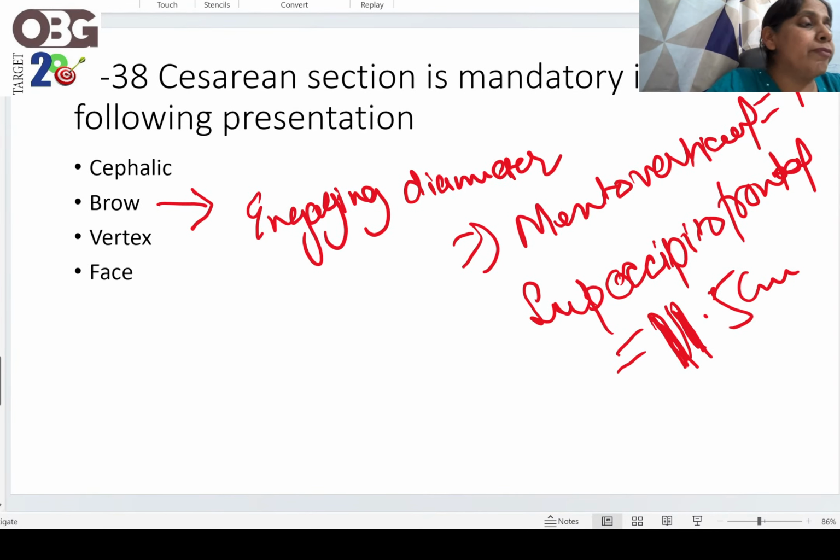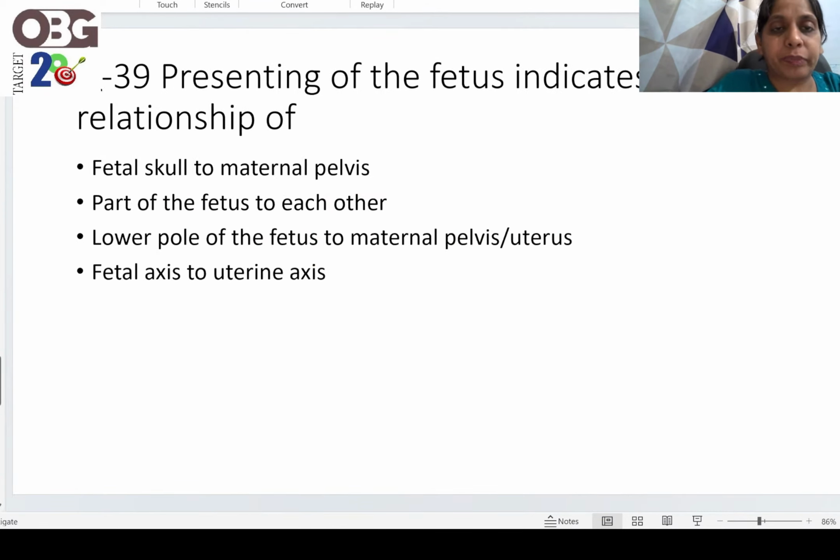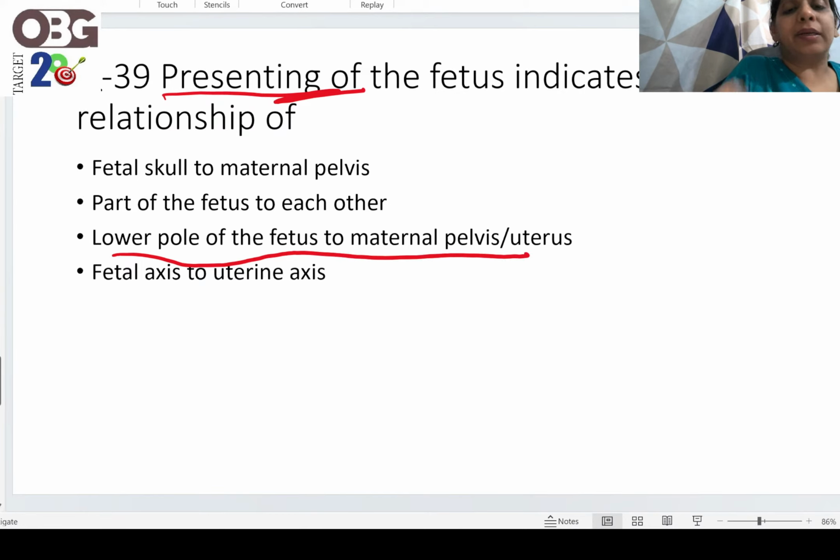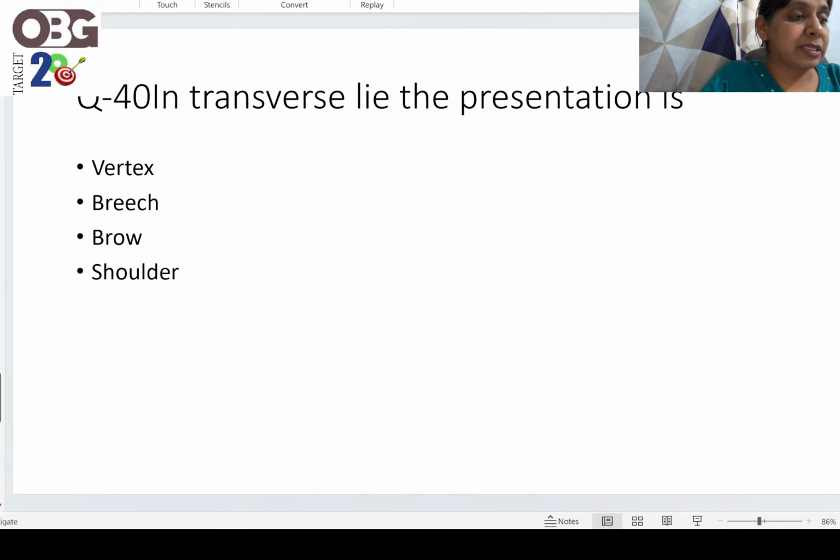So either of them, one diameter is there, suboccipitofrontal or mentovertical, and both the diameters are much larger, so engagement does not occur. Presenting part of the fetus indicates the relationship of the lower pole of the fetus to the maternal pelvis. Where is the lower pole of the fetus in the uterus? That is known as presentation. Already we have discussed it.